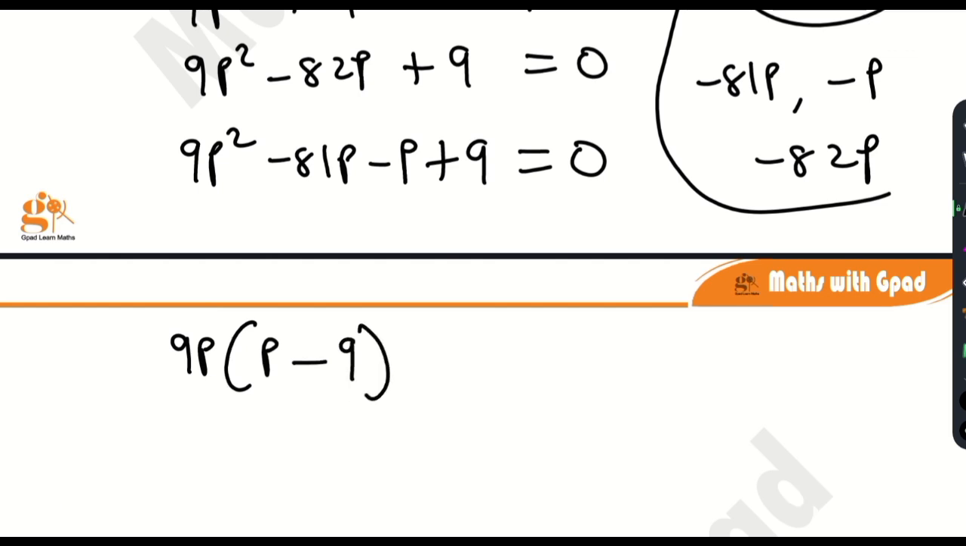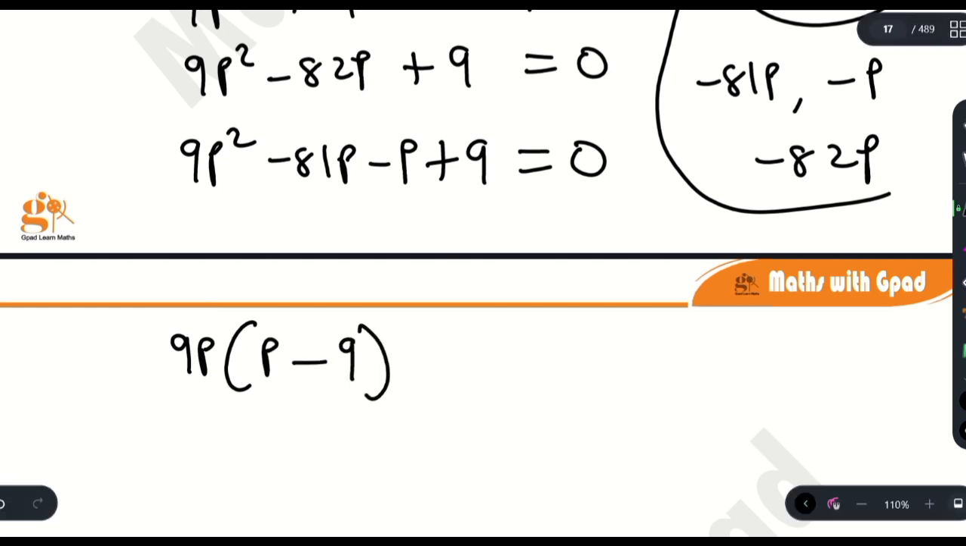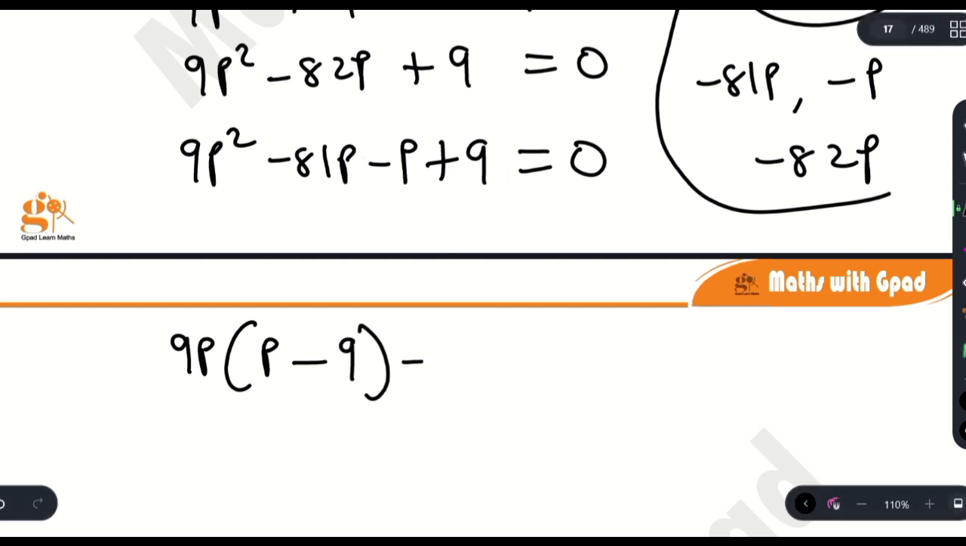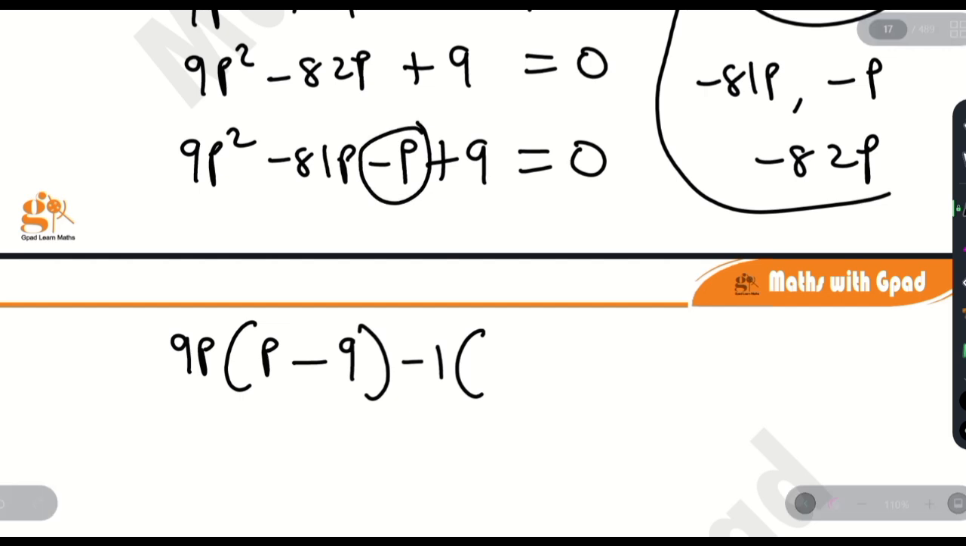So negative 9. Okay, and let's look at these last two terms. What is common? You might say nothing is common, but negative 1 is common, so we're going to change plus to minus. So when you open this bracket, negative 1 times negative p will give you what? p. Yeah. And negative 1 times plus 9 will give you what?